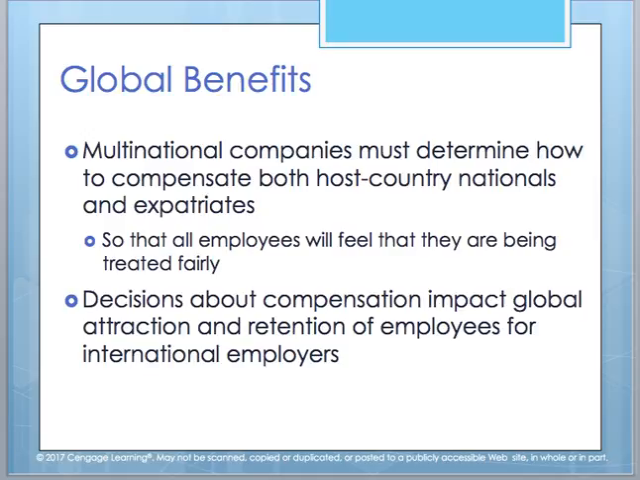Now, when we look at multinational companies, you have to determine how you're going to compensate both those individuals that are in the host country, that are from the host country, as well as those who are expatriates, who are coming from a foreign country to stay and work in that host country. That way, you're making sure that both the nationals and the expatriates feel like, and they are being treated, fairly and equally. So you have to make decisions about compensation that can attract and retain employees for any business that you do abroad.